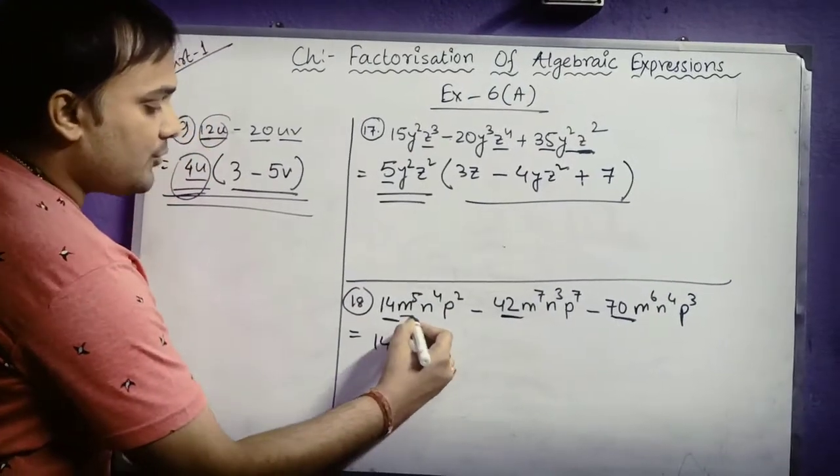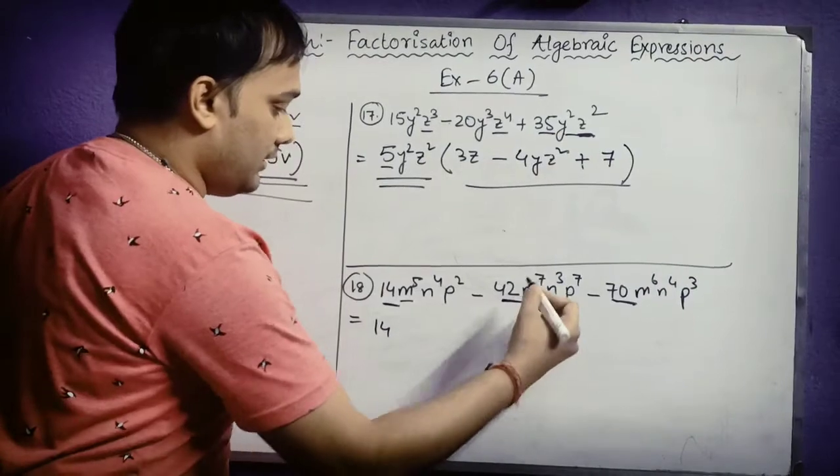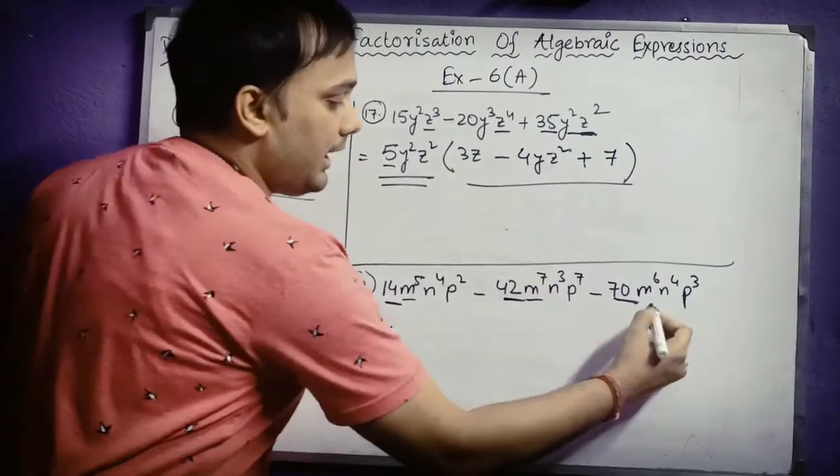Now you can see m to the power 5. That means 5 m to the power 5 is there. Then m to the power 7, m to the power 6.